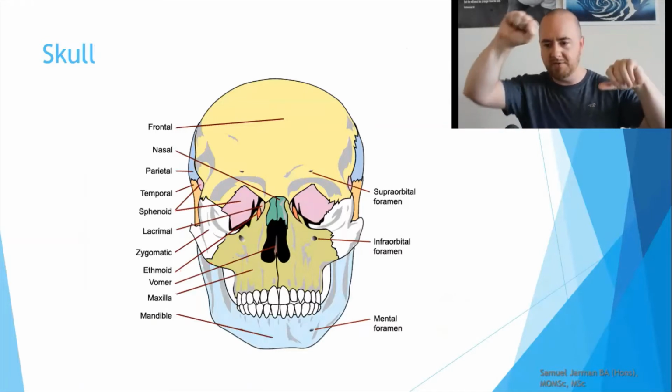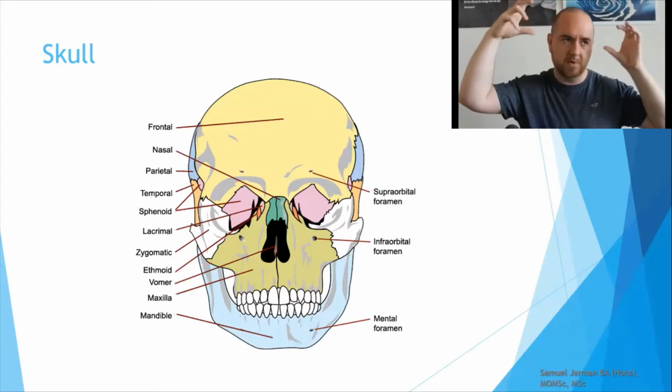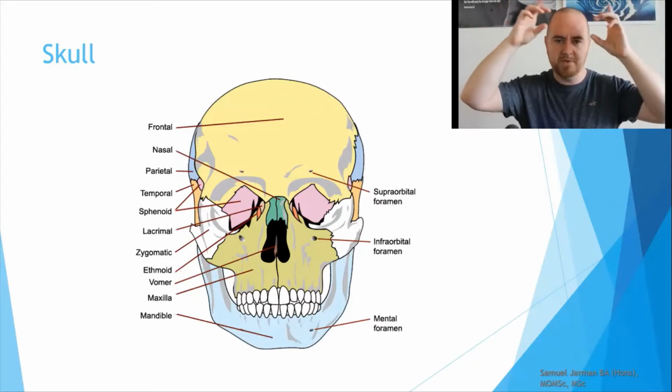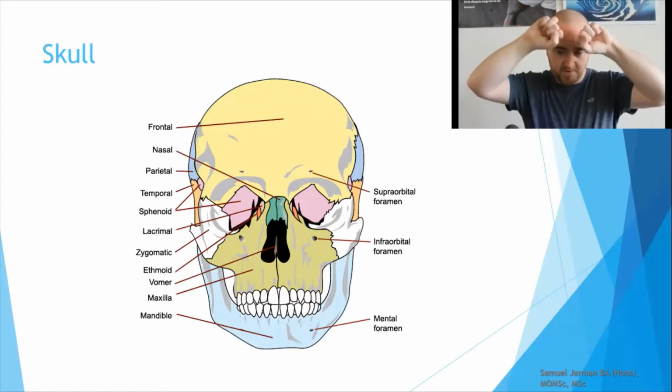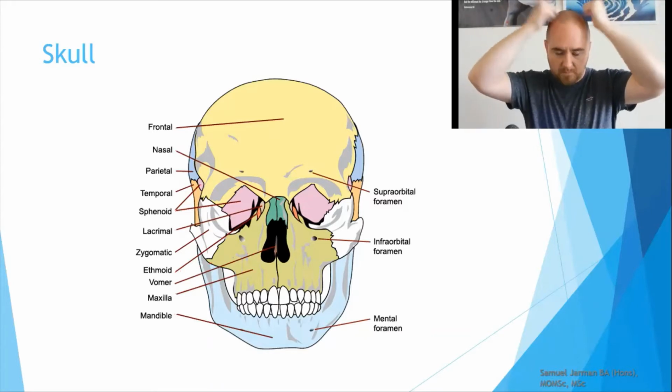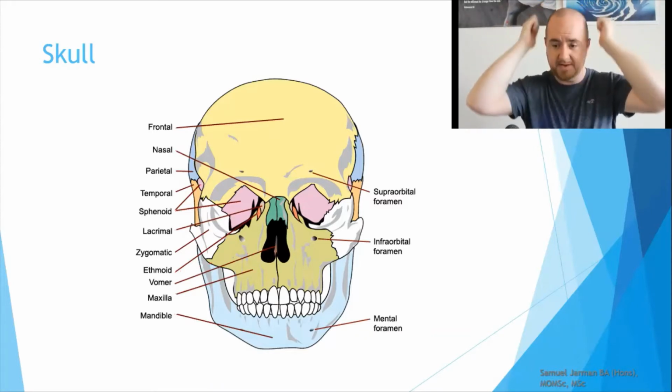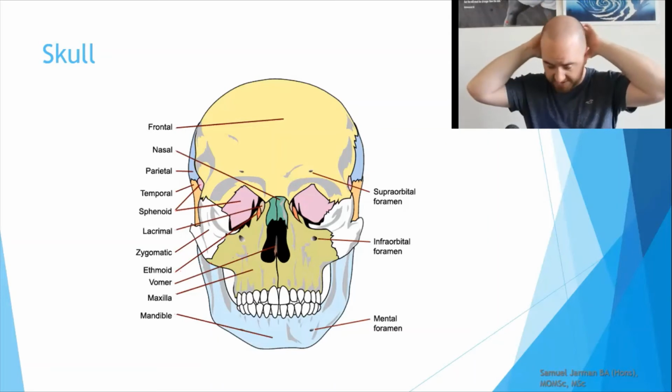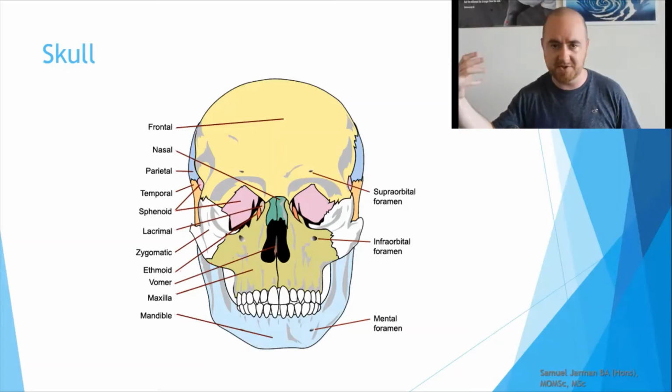So the big ones, you've got the frontal bone, which when you're born is two separate bones, and then they fuse. You've got the frontal bone, the parietal bones, the temporal bones, and then the occipital bone on the back. Now, obviously the picture isn't going to show the occipital, but you're going to get some concept there.